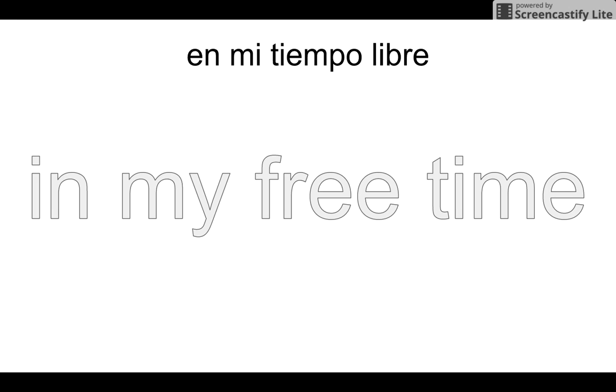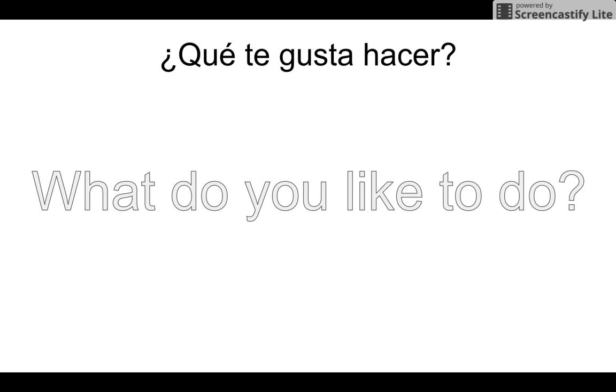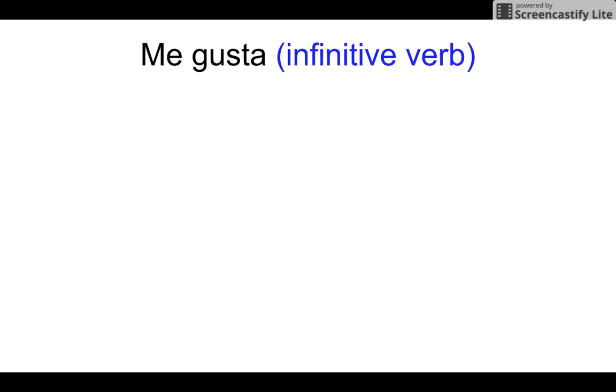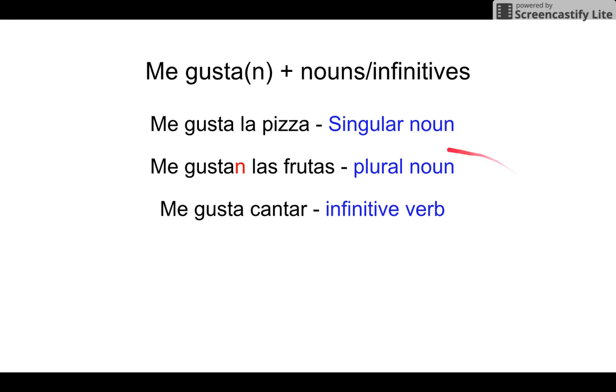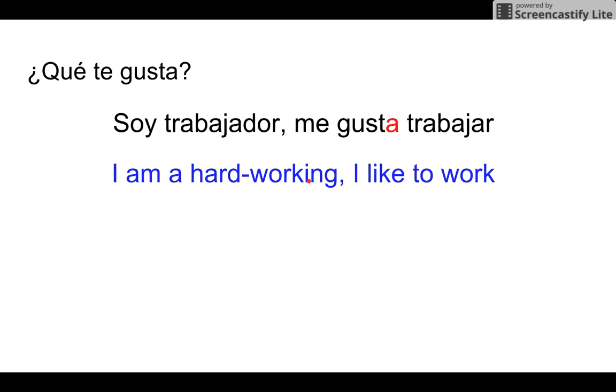So the question for this chapter was, ¿qué te gusta hacer? What do you like to do? To answer this question, you would say me gusta along with any infinitive verb from our vocab list. So me gusta comer, I like to eat, or me gusta cantar, I like to sing. Gusta can be used with any singular noun, like la pizza, or any infinitive verb, like cantar. The only time we would use gustan is for plural nouns, like las frutas.